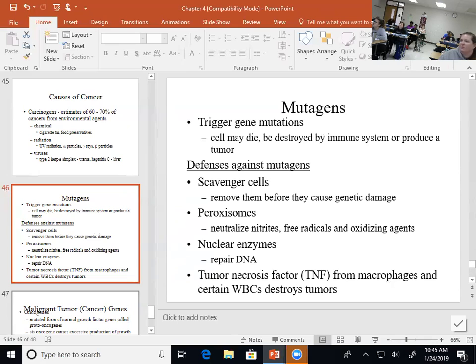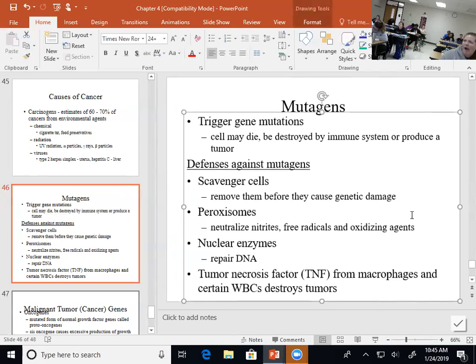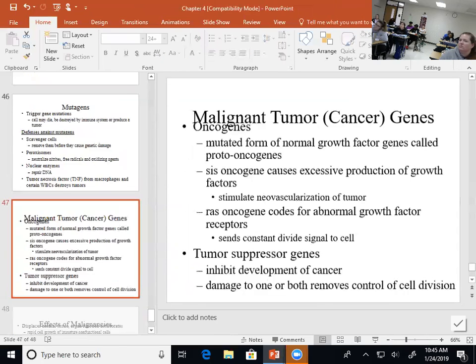We have something called tumor necrosis factor, and this is, I've told you about peroxisomes, but tumor necrosis factor is something that our cells produce that actually destroys tumors. So we have built-in mechanisms to destroy any sort of mutational changes that occur, and then also even cancer cells.